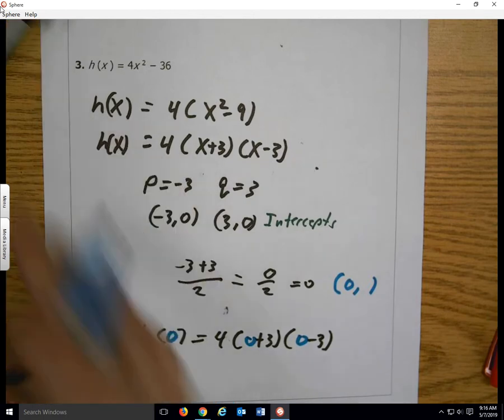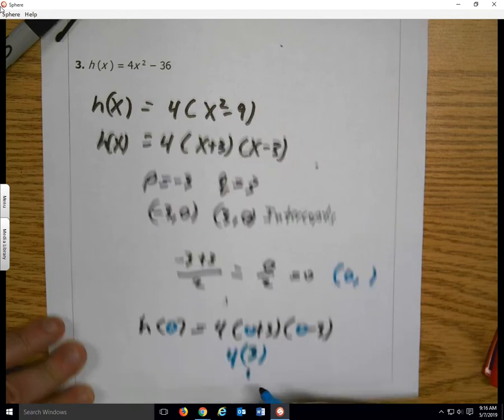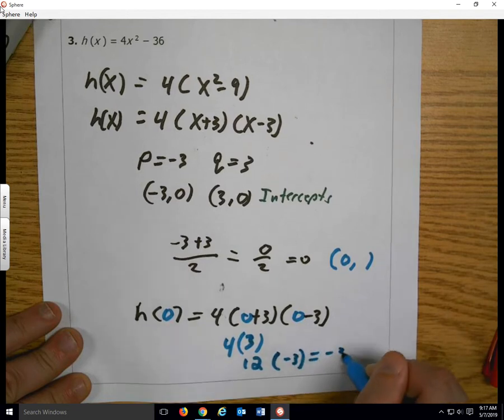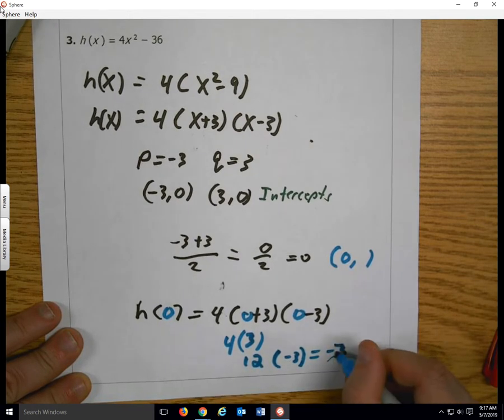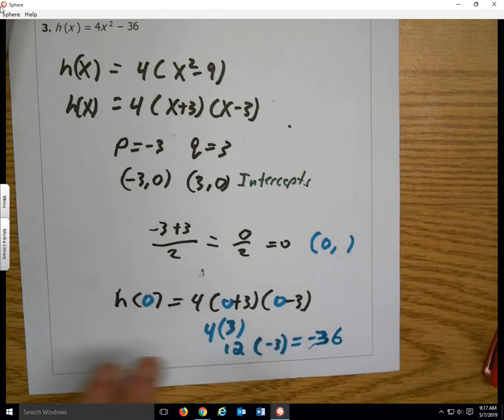Okay, so then we have 0 plus 3 is just 3, but 3 times 4 would be 12. 0 minus 3 would be a negative 3. This would be a negative 36. Honestly, that's not going to be fun to graph at that point. But that would be the answer for it.